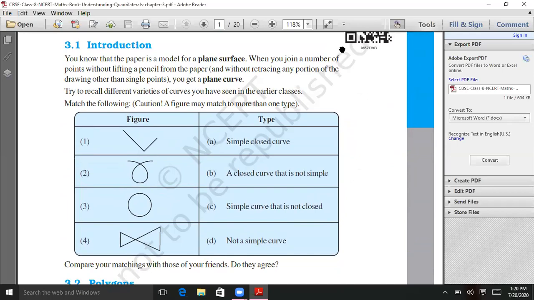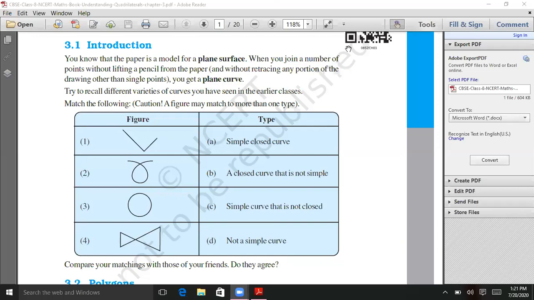Here you have been given some examples also. If I ask about the first figure, choose the match from here. What will be the answer here? A, B, C, or D? It's C.